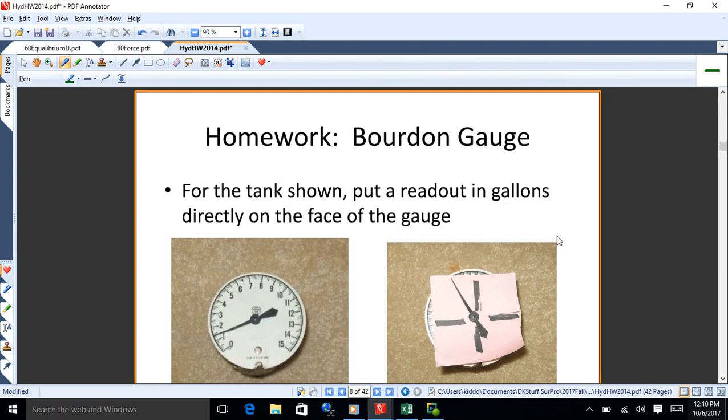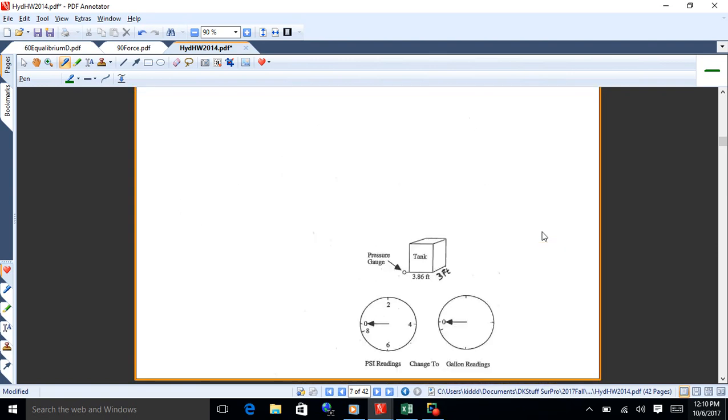There's a series of steps here to get this done. But you can take the pressure reading at the bottom of the tank and from that determine the volume. The key step here is just to get pressure into feet of water, because if you know the height of the water in that tank, you can figure out the volume.